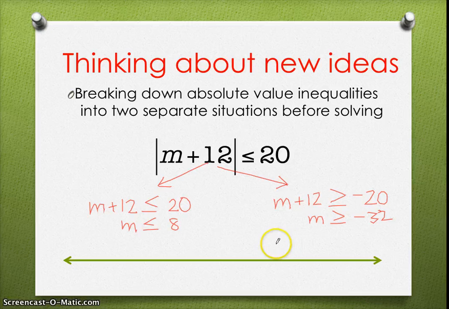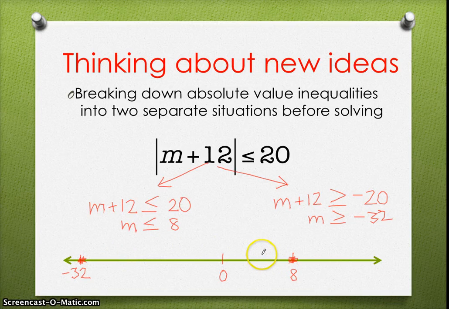So let's go ahead and graph. We have the number 8. 8 is to the right of 0, if we need a reference point. And then negative 32 is to the left of 0. They're both inclusive statements, so we're going to use those closed circles. So I'm going to go ahead and create closed circles on my two values.